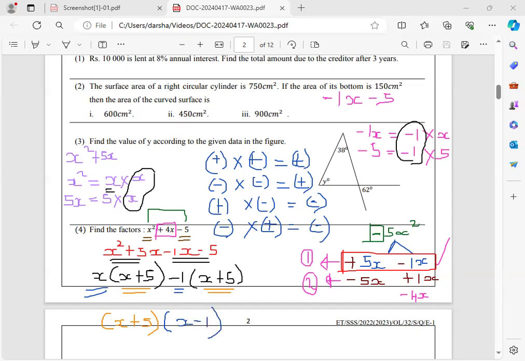Can you all understand that? You note down that.